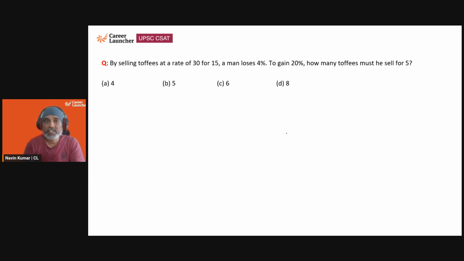By selling toffees at a rate of 30 for 15, a man loses 4%. To gain 20%, how many toffees must he sell for 5? So this is a trick question. This is a manipulative question, but in English. Math-wise, there is no issue. The missing part here is, instead of 15, there should be rupees 15. Instead of 5, this is going to be rupees 5. This was implicit, as in you should know this already.